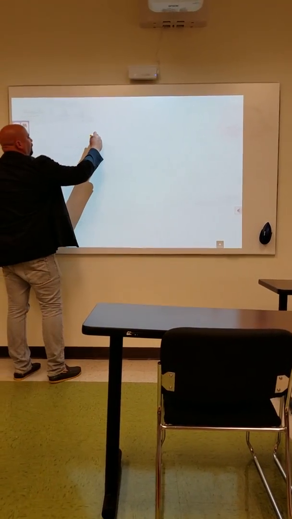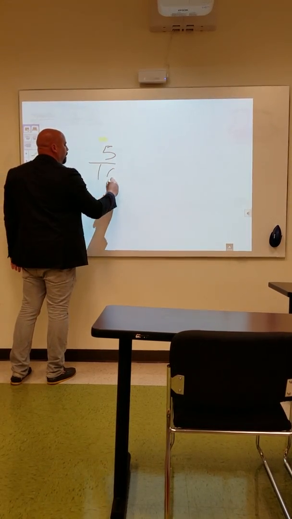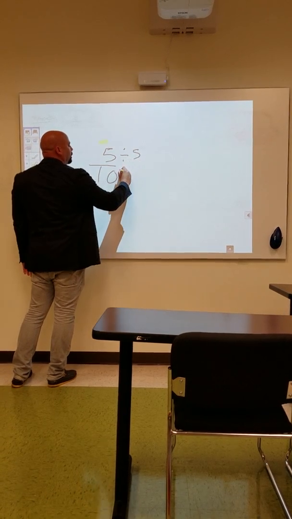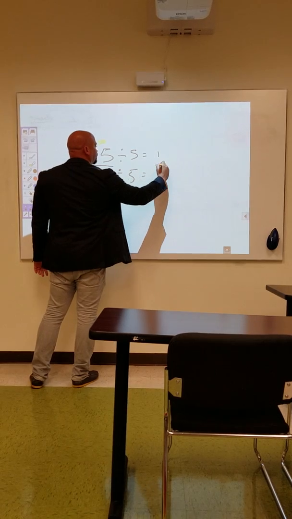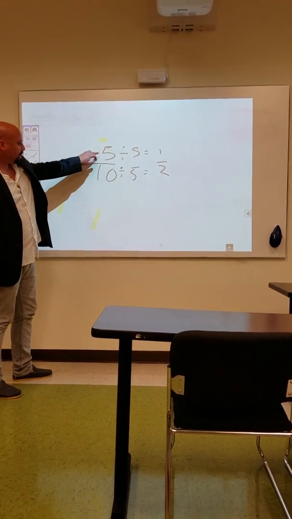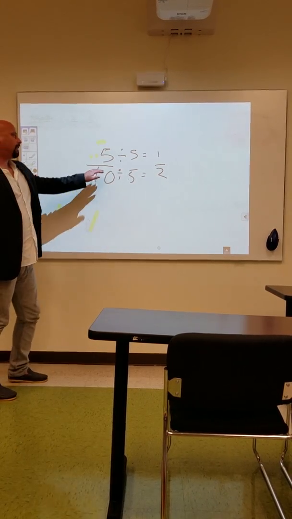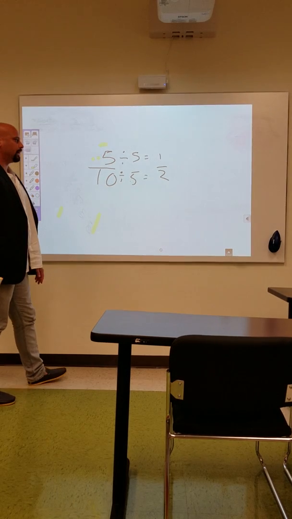Now, if they end in 5 or 0, you can divide top and bottom by 5. 5 divided by 5 is 1. 10 divided by 5 is 2. So the answer is 1/2. The rule says if the numbers end in 5 or 0, you can divide top and bottom by 5. 5 divided by 5 is 1, and 10 divided by 5 is 2. So the answer is 1/2.